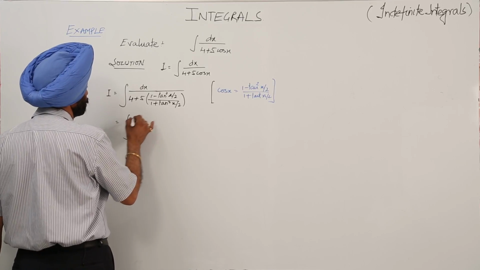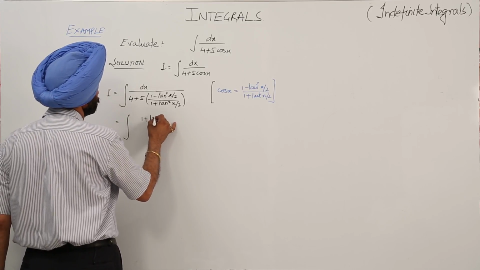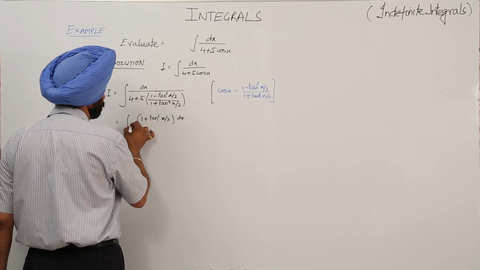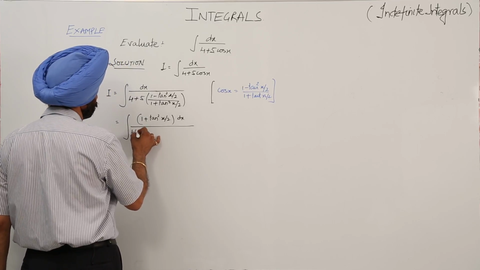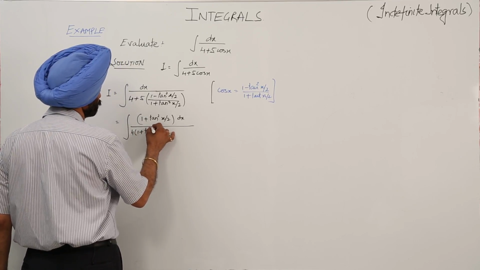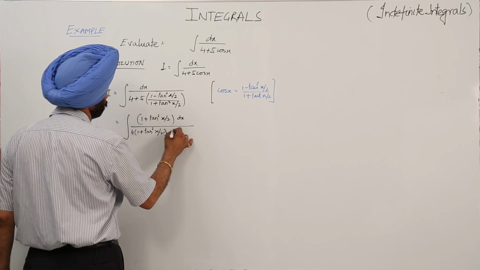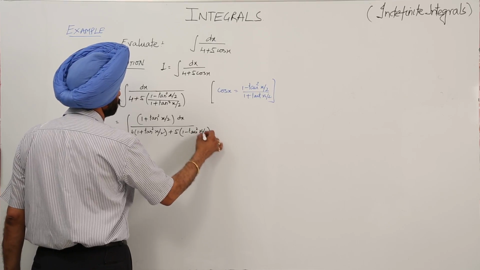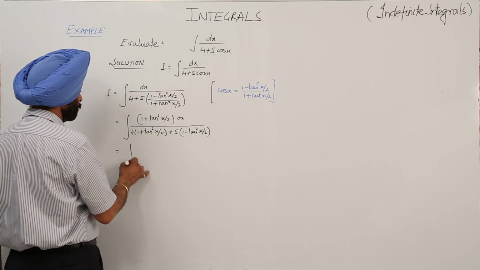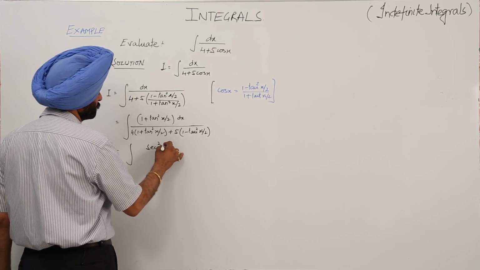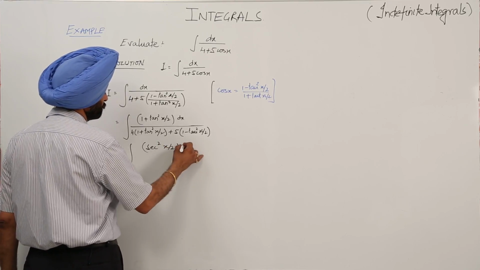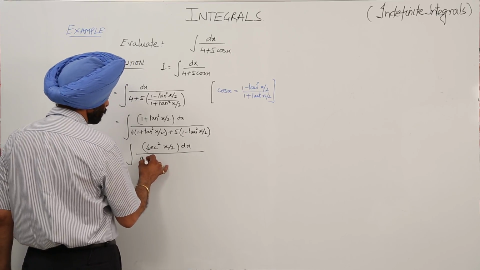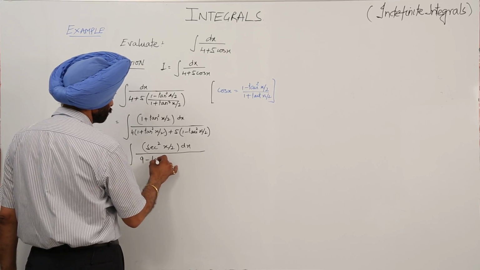Now this becomes integration of 1 plus tan square x by 2 dx upon 4 times 1 plus tan square x by 2 plus 5 times 1 minus tan square x by 2. Then we wrote it there, replace 1 plus tan square x by 2 with secant square x by 2 dx upon, now this becomes 9 minus tan square x by 2.